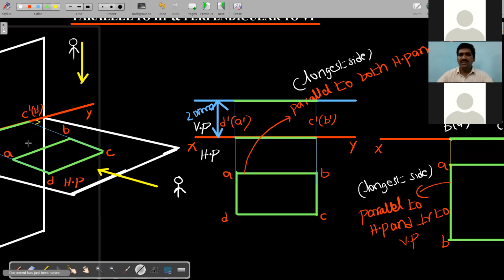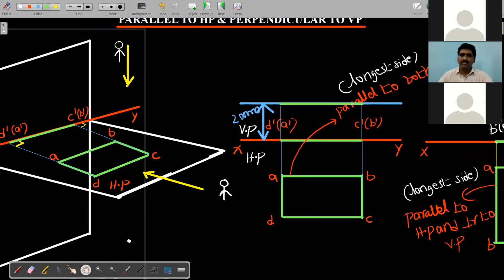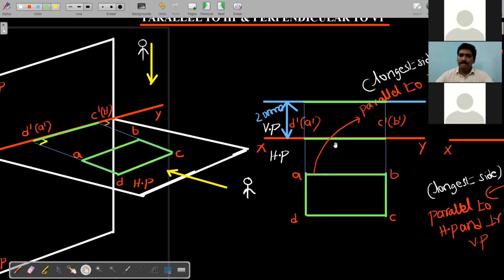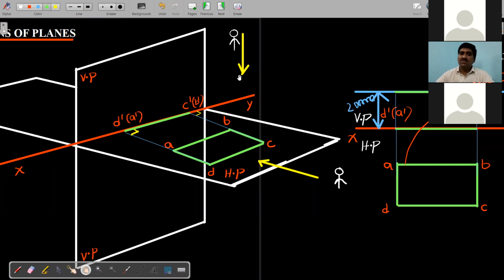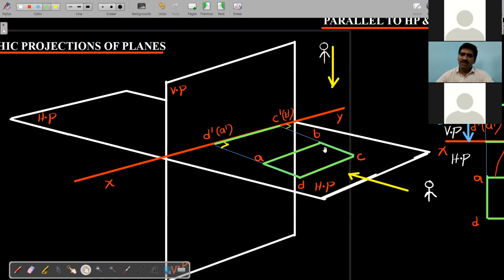My main doubt is, the top view is always below HP and the front view is always above VP? Below XY line, sorry sir. Top view is below XY and front view is always above XY. Yeah, that is in case of first angle projection. I told you in projections of points, day before yesterday, that when a body is lying in the first quadrant, this body is lying in first quadrant now. Quadrant number 1, 2, 3, 4.